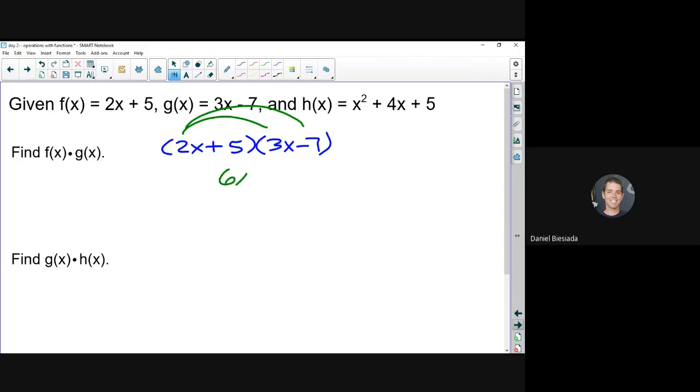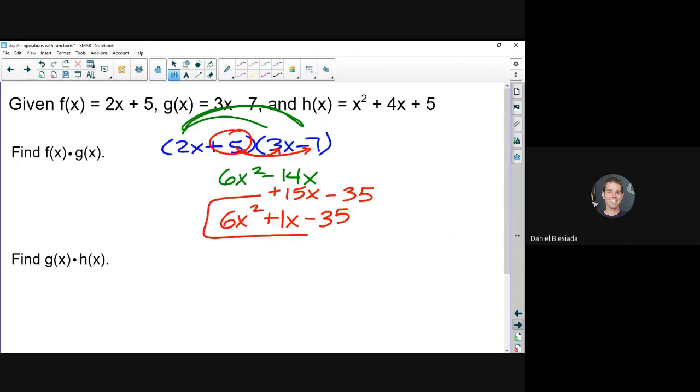2x times 3x gives me 6x squared. 2x times that negative 7 gives me negative 14x. When I distribute the 5 times 3x gives me 15x, and 5 times negative 7 gives me negative 35. After I combine my like terms in the middle, which gives me a 1x, my final answer would be 6x squared plus 1x minus 35 as my final.